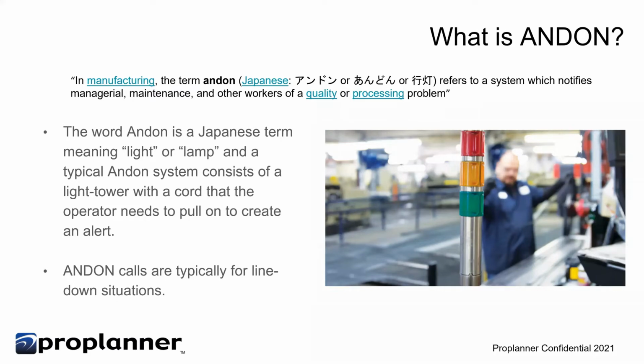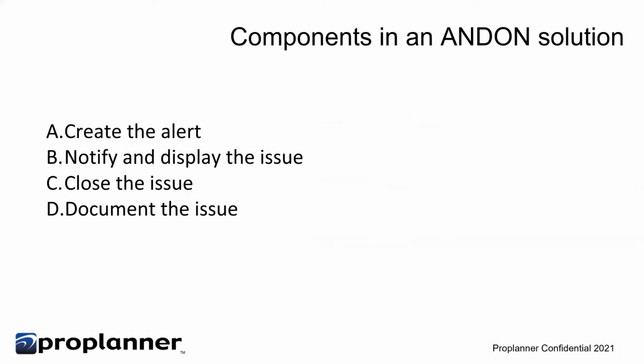So this is a traditional ANDON system. What are the components of an ANDON? You first create the alert: you turn the switch on, you pull your cord and turn the light on. You want to then convey the issue to the person who needs to be made aware of it. You want some action taken to close the issue so that you can keep working on your unit. And then obviously the management wants to document the issue so that they know what happened, why it happened, and how it can be prevented in the future.